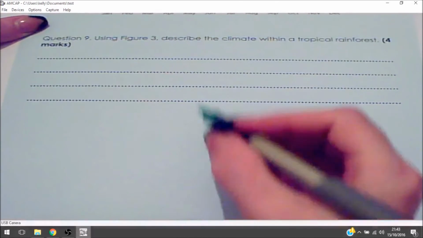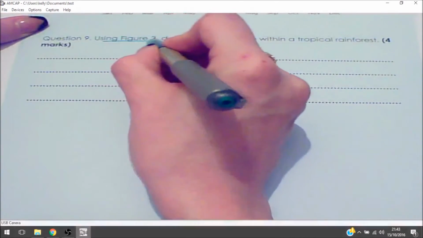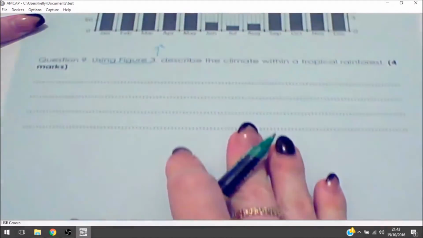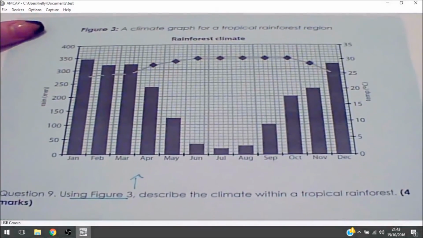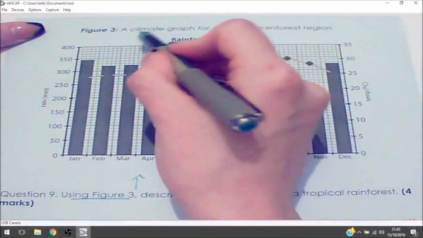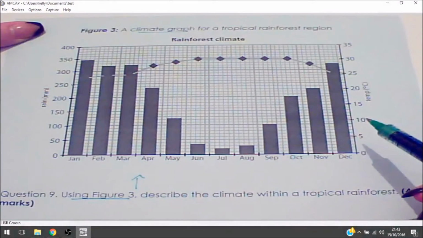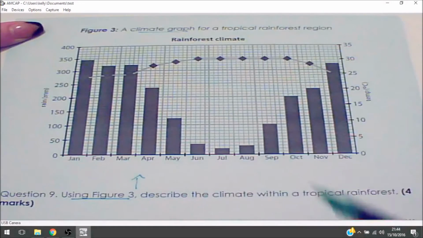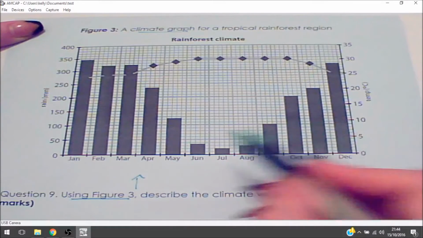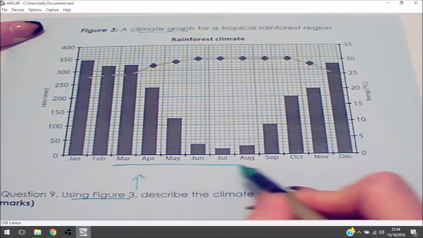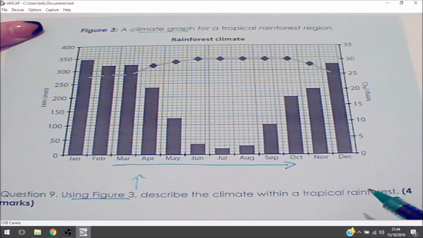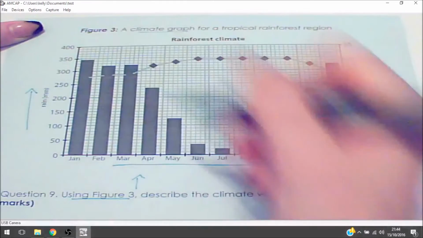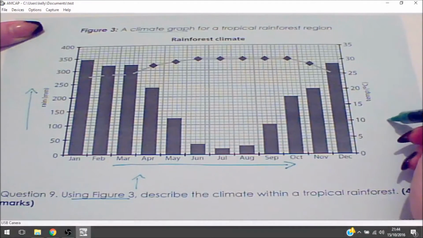Question 9 now. Now question 9 is asking you again to use figure 3. Now figure 3 again is directly above you, so let's look at figure 3. So figure 3 is a climate graph for a tropical rainforest region. So it doesn't matter what tropical rainforest it's talking about, we know it's talking about a tropical rainforest. Now a climate graph has your months of the year running along the bottom axis. Up this side you have rainfall, and to the right, temperature.